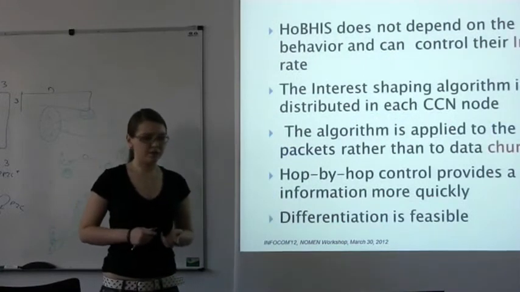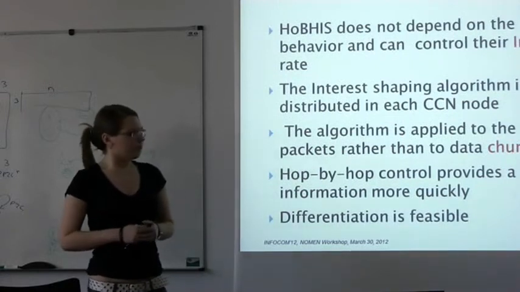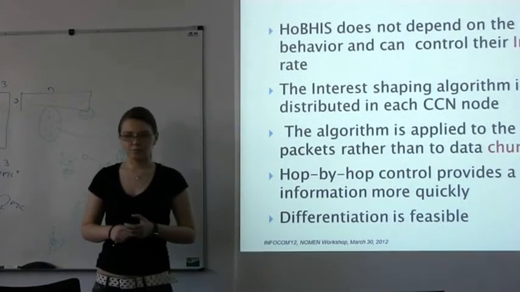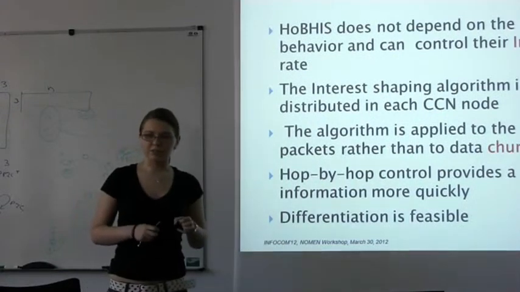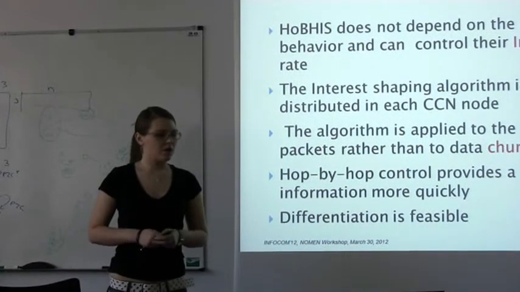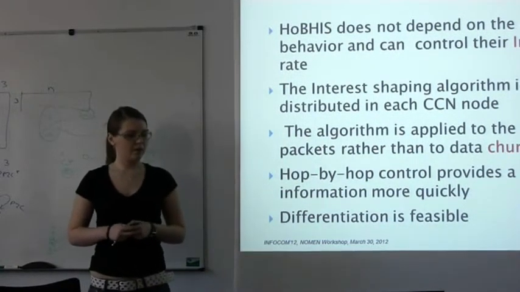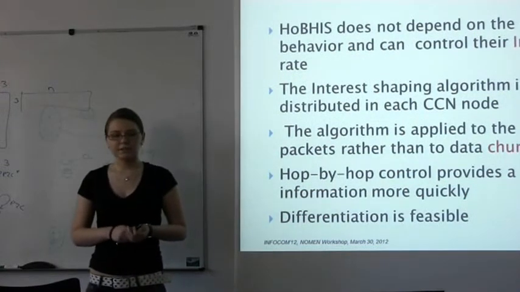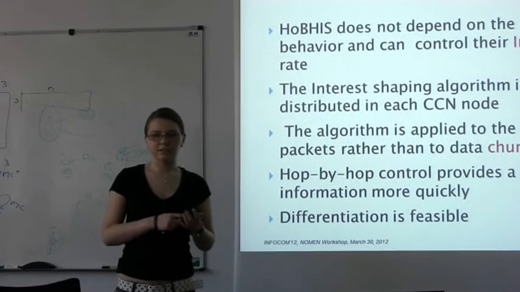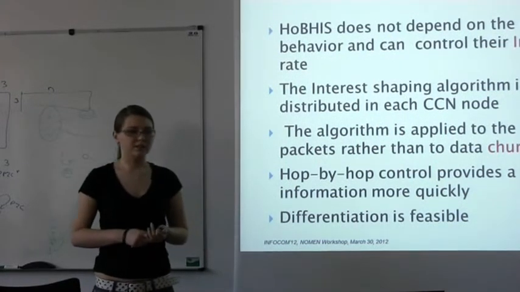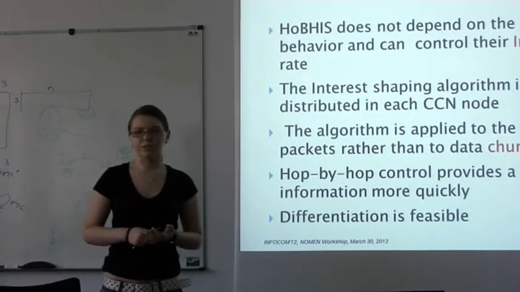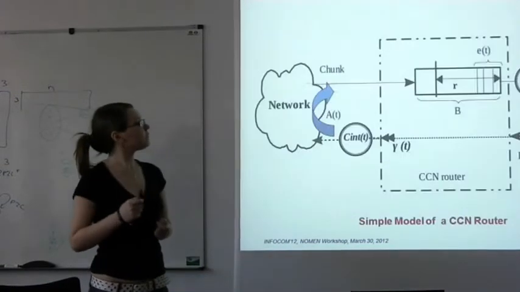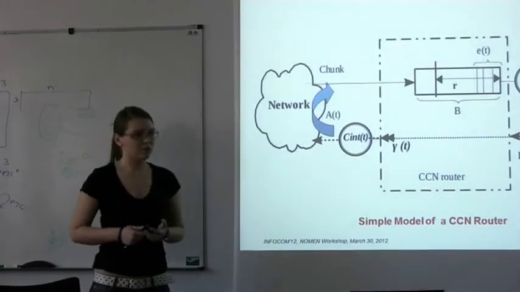It's one of the advantages of our mechanism because it makes our mechanism proactive. Another advantage is that this doesn't depend on the end user behavior, because this algorithm is implemented directly in each node of the network. We have chosen the hop-by-hop congestion control scheme first because the data source is not identified, and the second reason is that the hop-by-hop scheme provides feedback information more quickly than an end-to-end scheme. So that is the advantage of our mechanism. Now more details about how it works.